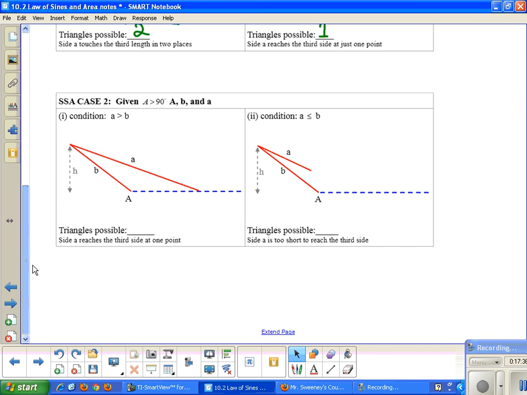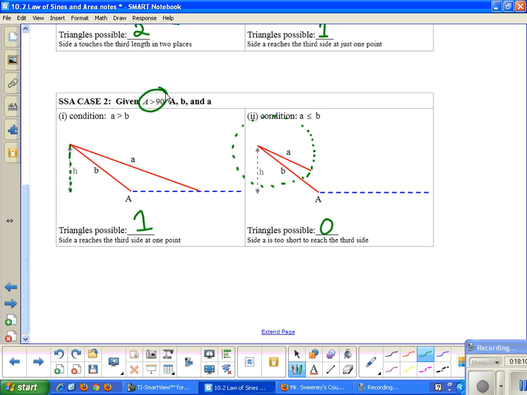Now, what happens when our angle that's given is not an acute angle? Let's say now it is an obtuse angle, or an angle that's greater than 90 degrees. If that is the case, now the height of our triangle is measured by this distance here. And so for this, if your A is greater than your B value, you're always going to have one possible solution. If your A is less than B in this case scenario, then you're going to have no solutions, because no matter where you swing that A value around and try to put it, it will never ever reach the third side of your triangle.